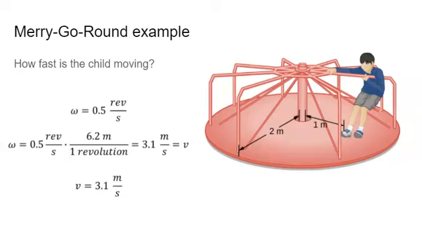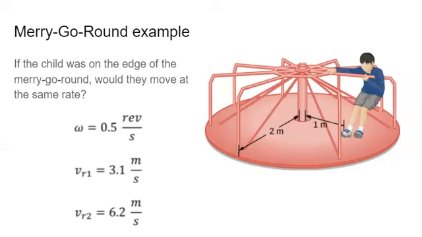The second line shows the angular velocity multiplied by the conversion factor, 6.2 meters per revolution. A quick calculation gives us a velocity of 3.1 meters per second. This is the child's speed or tangential velocity. We say tangential velocity because if the centripetal acceleration suddenly disappeared, the child would continue traveling in a straight line.